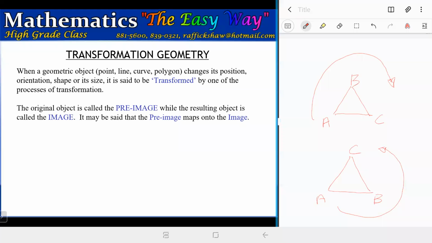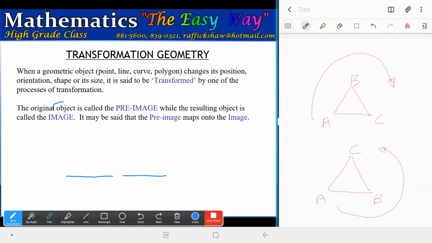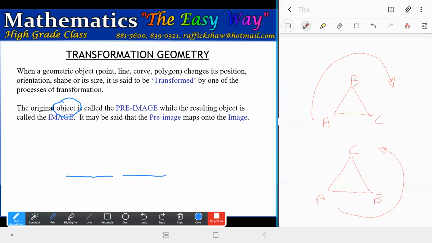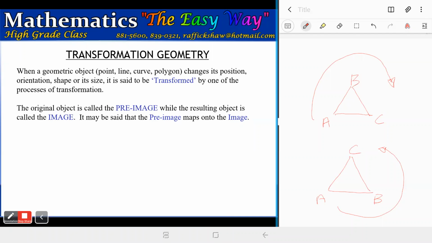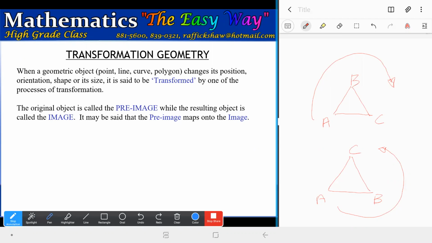So the original object, the object I was starting with, is most times called the object. But the proper name for it really is the pre-image. But we're mostly going to be calling it the object, the original object that is transformed. The resulting object, the object that we get after we perform the transformation, is called the image. I'm going from scratch, and I'm assuming that you may or may not know what image, object, or pre-image means.